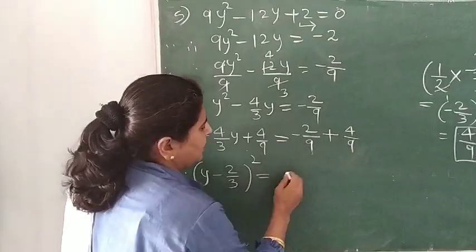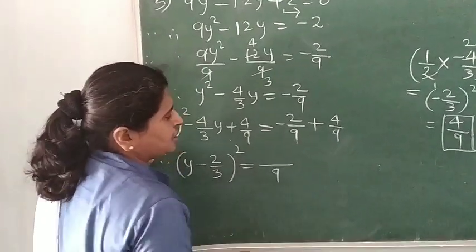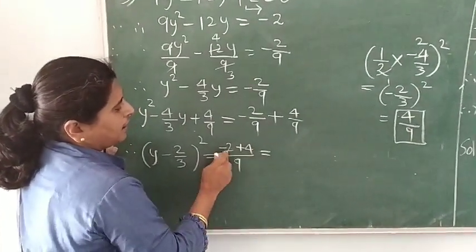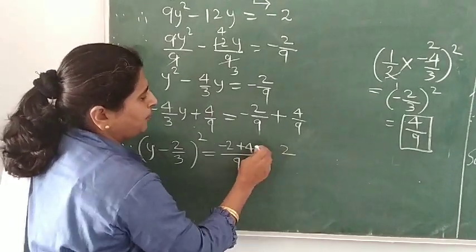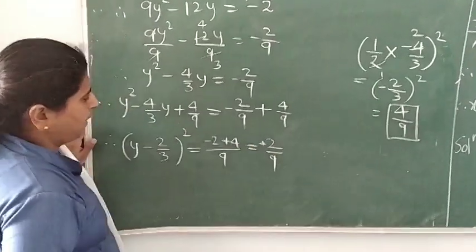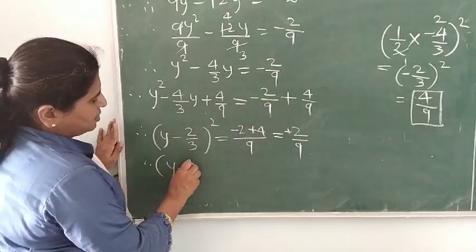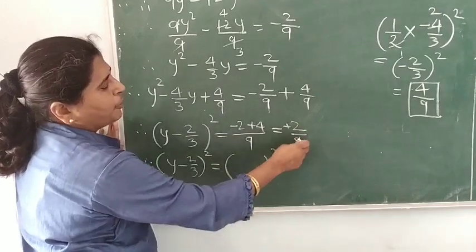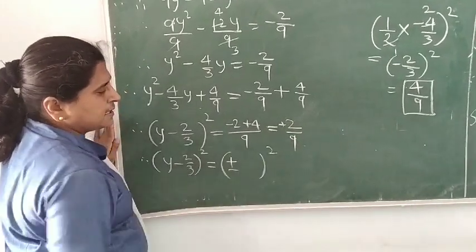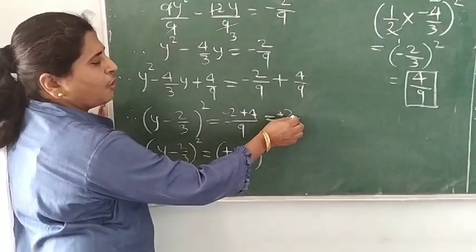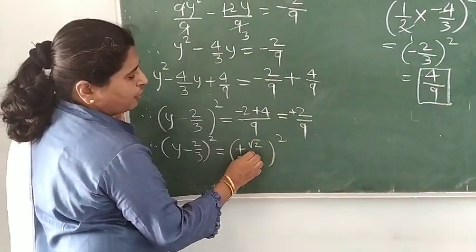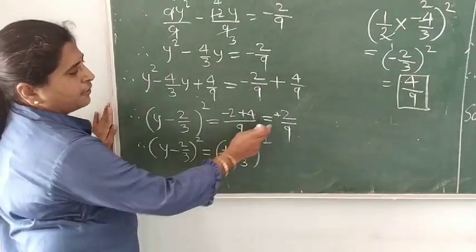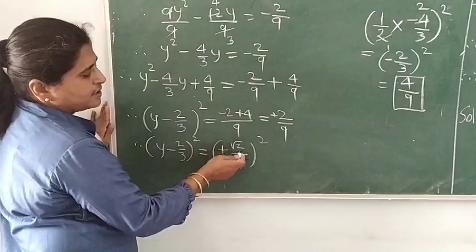Is equal to, now do this calculation part. The denominator is the same, no need to change it. So it is 9 minus 2 plus 4. Calculate this: 4 minus 2 will become 2, plus 2, and upon 9. Now y minus 2 upon 3 square is equal to the square of what here? 2 upon 9. The square should always be plus and minus. Then the square root of 2 we cannot find, so write it under the square root, and 9 is a perfect square of 3. So this is 3. So on the right side, this number is the square of this number.